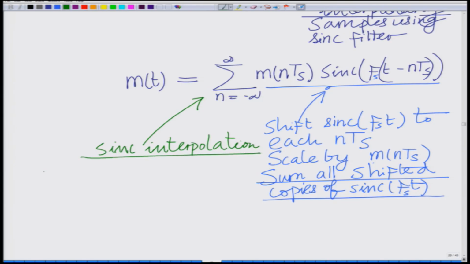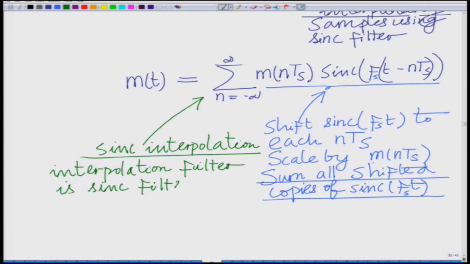Or basically interpolation: sinc is the interpolation filter. The interpolation filter has a sinc response in the time domain. The sinc function, sinc of fs t, is nothing but the response of the interpolation filter.